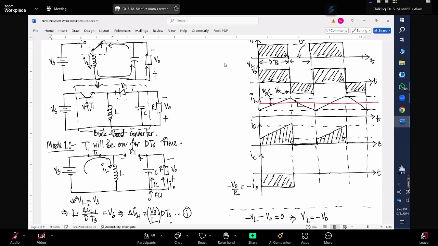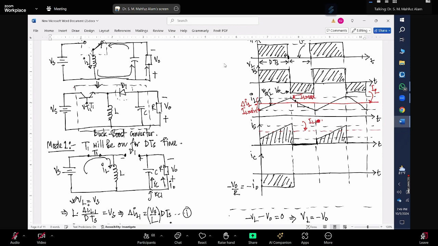So suppose this is my average inductor current, this is my IL average, and this is also my average inductor current, like this. Previously we said that this is my IL max, and this is my IL min. And what is the difference between these two extreme points? We call it del IL, right?